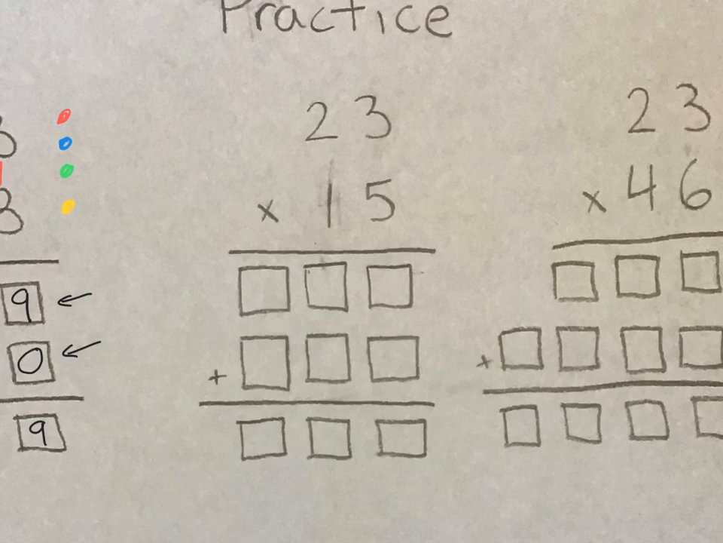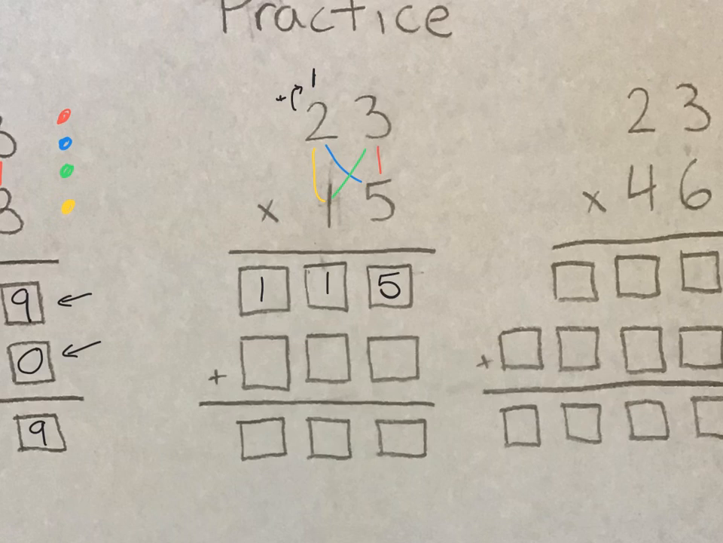This one's going to be a little bit different because we're going to need to do a little bit of regrouping on this one. So we'll start by doing the same process. We'll do ones times ones, ones times tens, tens times ones, tens times tens. So we start with 5 times 3, which is 15. I'm going to record the 5 from the 15 down below, and I'm going to need to regroup the 1 from up above. Then I multiply 5 times 2, which is 10, and then I'm going to add in the 1 that I regrouped, which is going to give me 11.